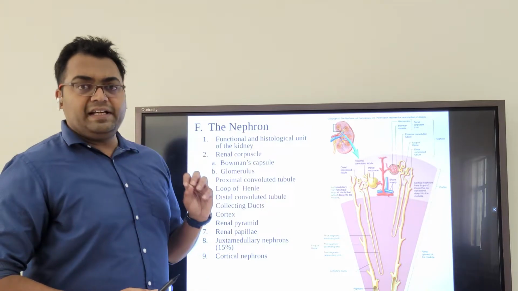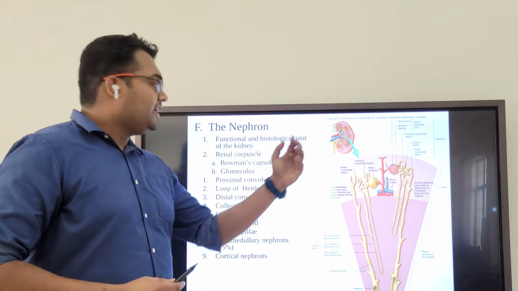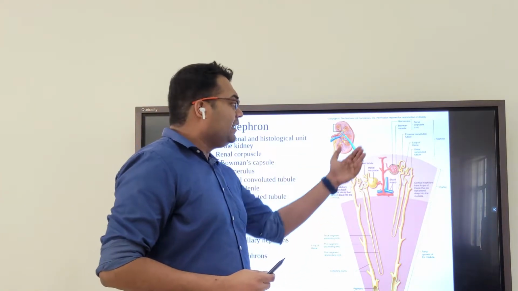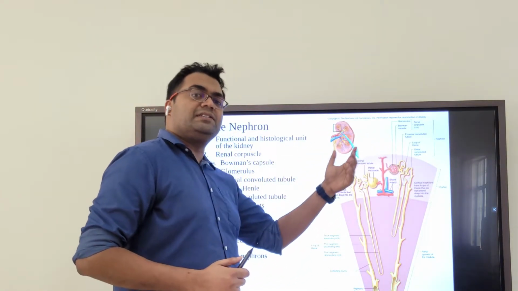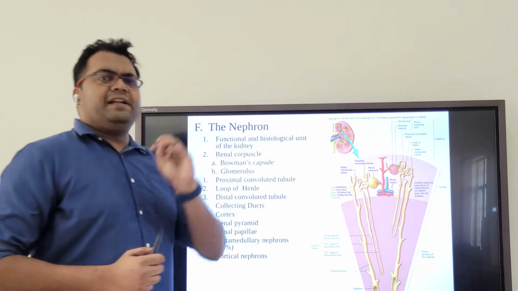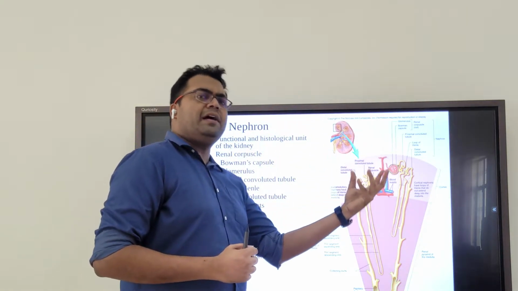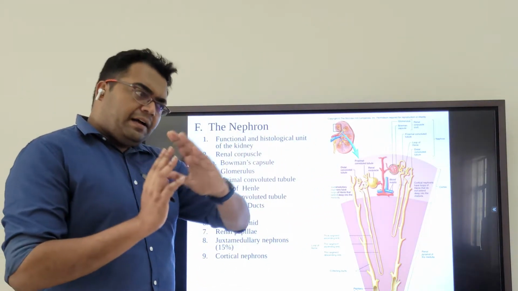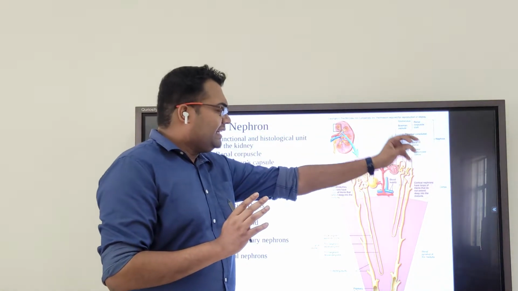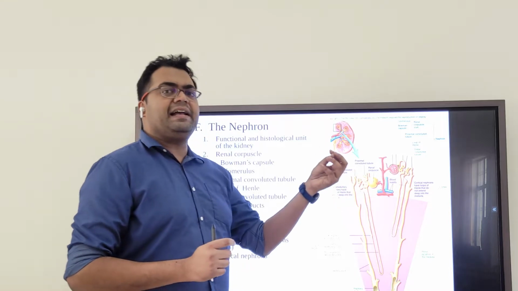I would like to tell you one thing, that the cortical nephrons are 80 to 85%. They are more numerous compared to the juxtaglomerular or the medullary nephrons. They are only 10 to 15%. What really differentiates a juxtaglomerular or medullary nephron, compared with the cortical nephron, is the presence of the thick ascending limb.